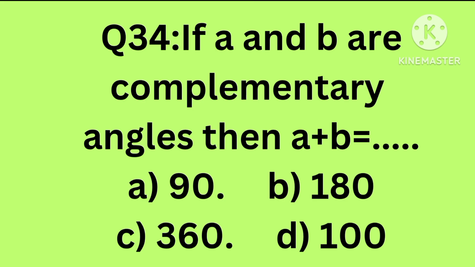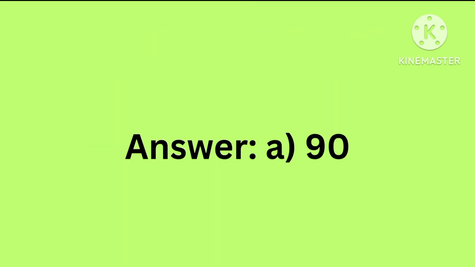Question number 34. If A and B are complementary angles, then A plus B is equal to 90, 180, 360 or 100. By the definition of complementary angles, two angles are said to be complementary if the sum of their measurements is 90 degrees. So the correct answer is 90.